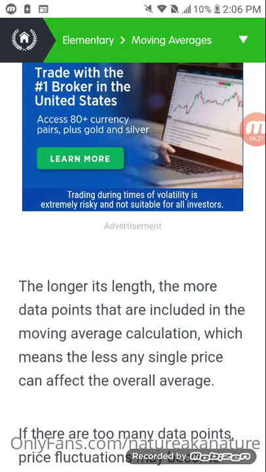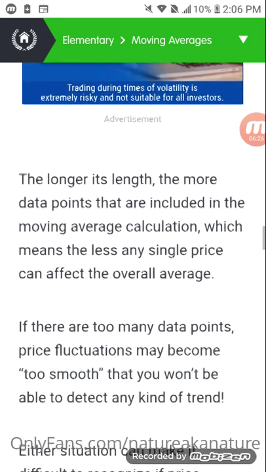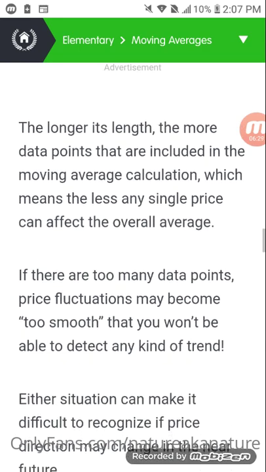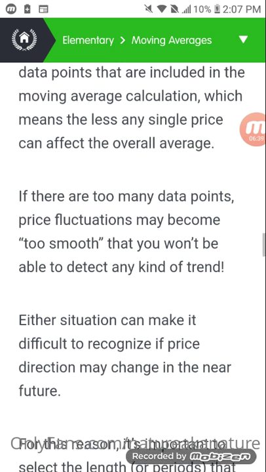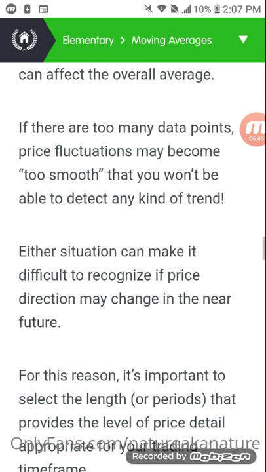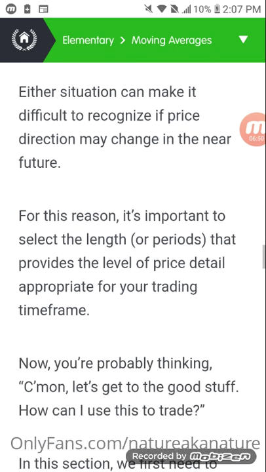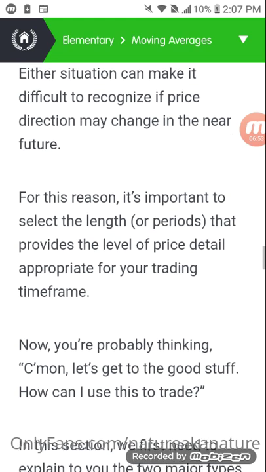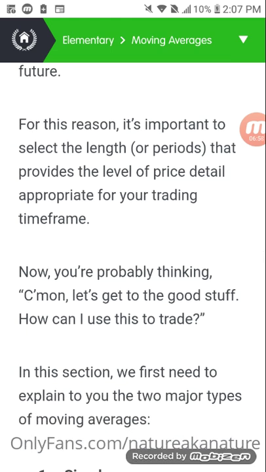The longer the length, the more data points that are included in the moving average calculation, which means the less any single price can affect the overall average. Okay, if there are too many data points, price fluctuations may become too smooth to detect any kind of trend. Either situation can make it difficult to recognize if price direction may change in the near future. For this reason, it is important to select a period for moving averages that provides a level of price detail appropriate for your trading time frame.